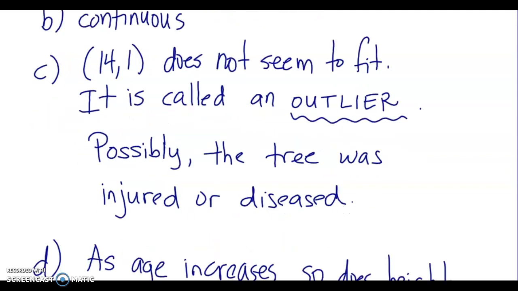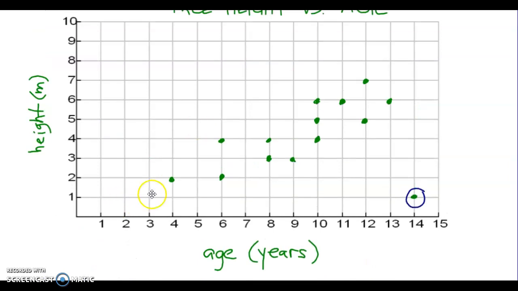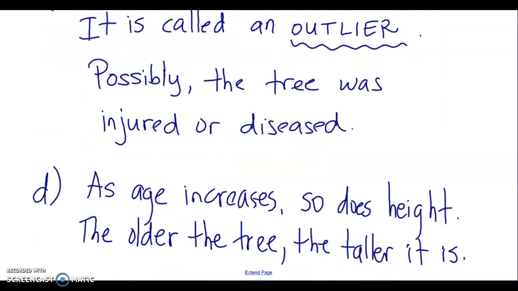Okay, so going back to my graph, I want to describe this pattern. If I were to, again, draw a line showing how these points are moving, it's upwards, which means age is increasing and height is increasing. So I put that together into a sentence. As age increases, so does the height. Alternatively, I could say the older the tree, the taller it is.